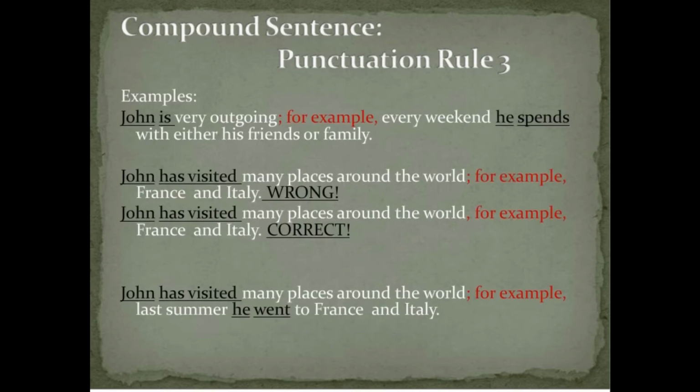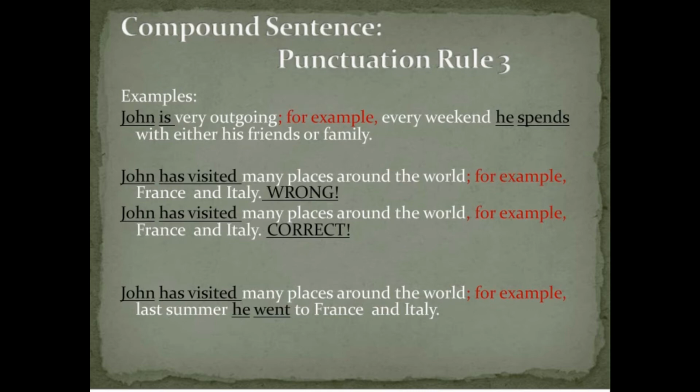Examples. John is very outgoing; for example, every weekend he spends with either his friends or family. We have two ICs, John is, and he spends, and we connect two ICs with a semicolon, transition, for example, and a comma.